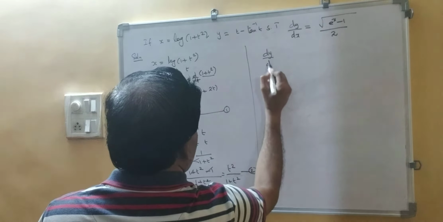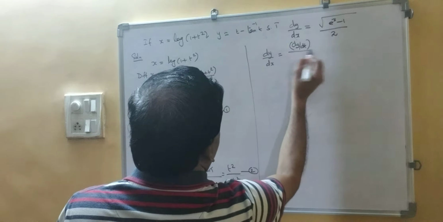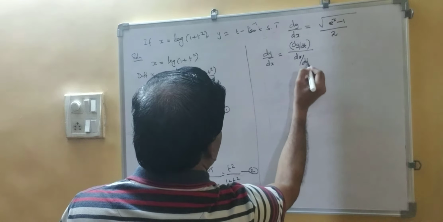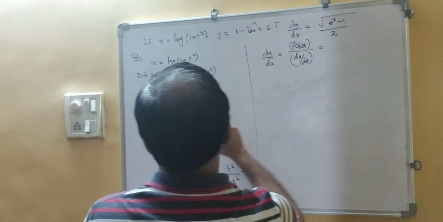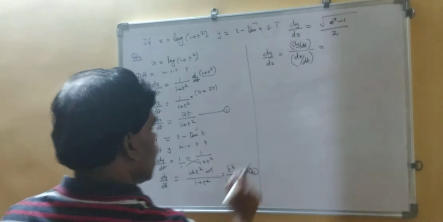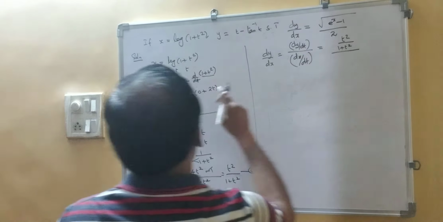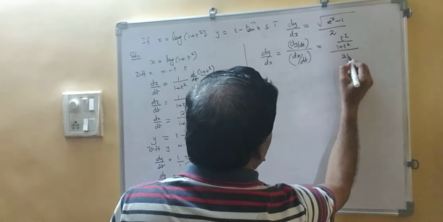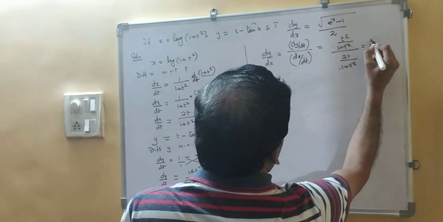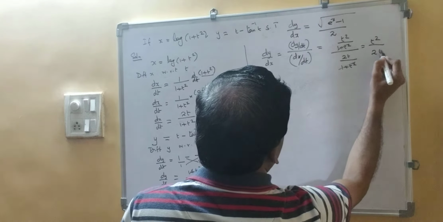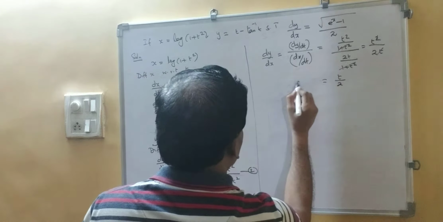So dy by dx is equal to dy by dt upon dx by dt, which is equal to t square upon 1 plus t square, whole divided by 2t upon 1 plus t square. So this will get cancelled, and you will get t square upon 2t. So one t will go, and you get t by 2.